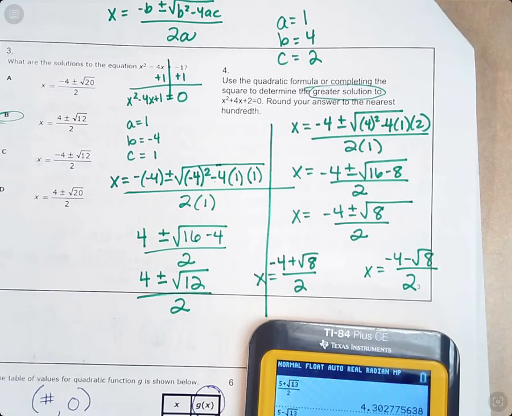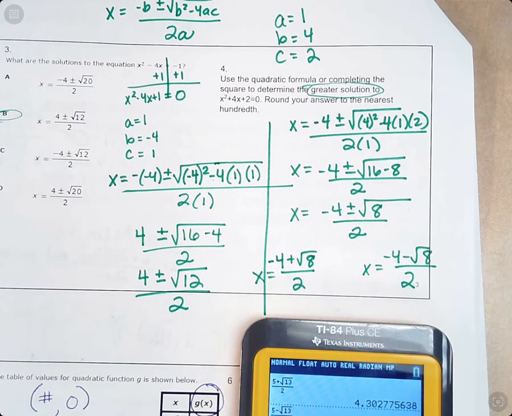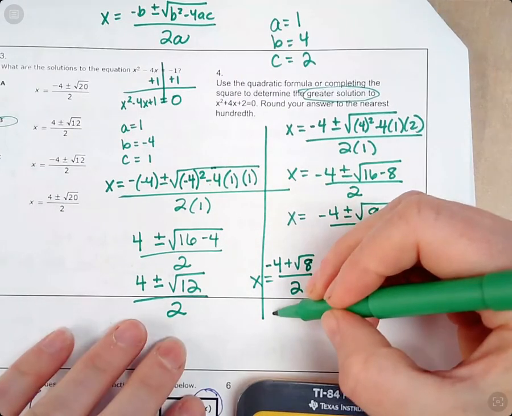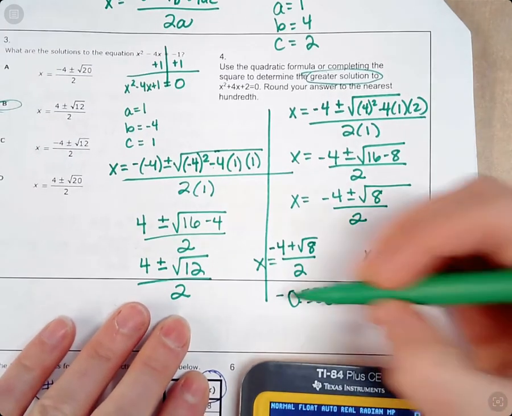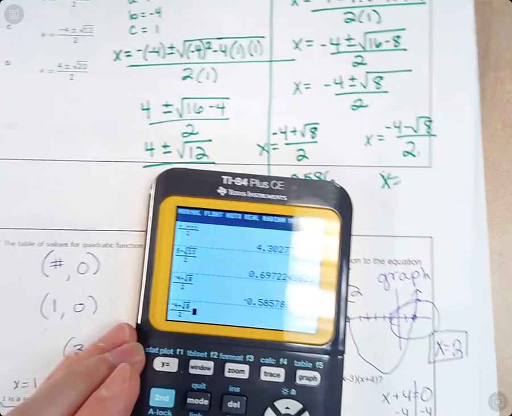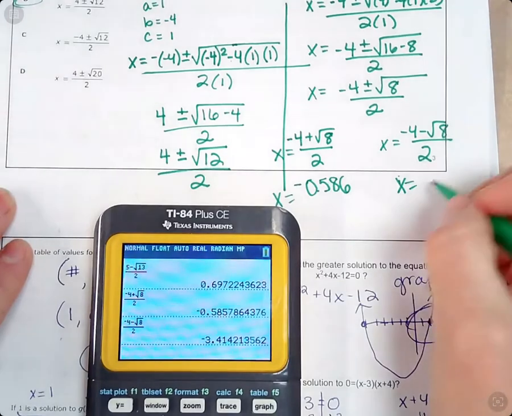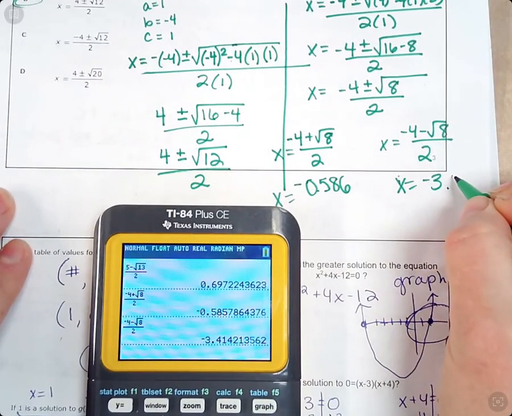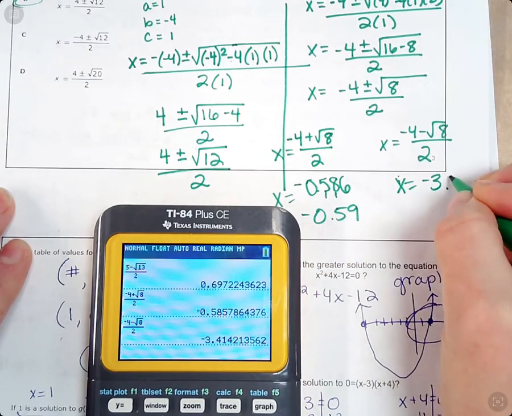All right, so it is negative 4 plus square root of 8 over 2. Negative 0.586. And then the other one will be, I'm going to go back up here, select it, and then just pull it down to change that to a minus. This is tenths, hundredths, so I should have done 59. And then this one would be 41.